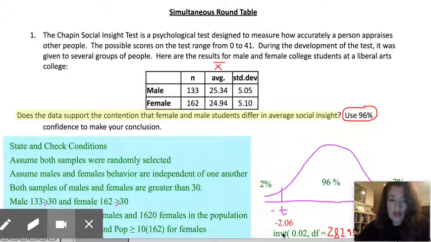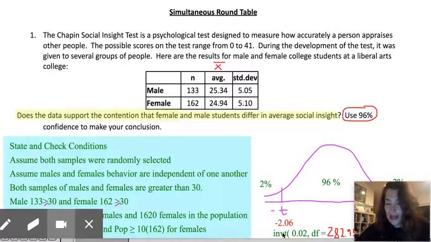It says the Chapin Social Insight Test is a psychological test designed to measure how accurately a person appraises other people. The possible scores on the test range from 0 to 41. During the development of the test, it was given to several groups of people. Here are the results for male and female college students at a liberal arts college.